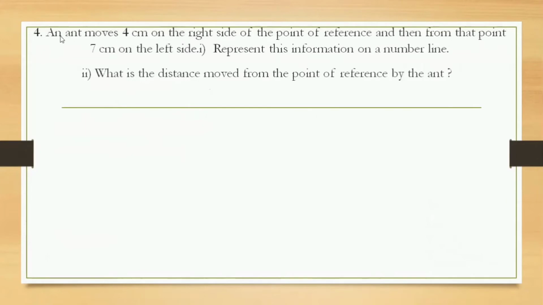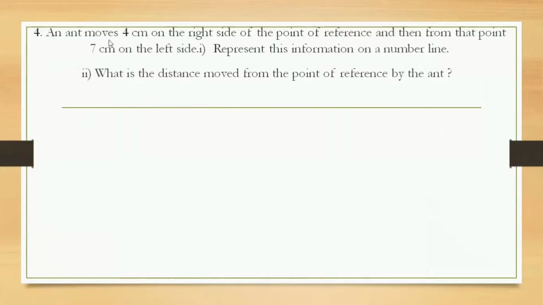Now look at this question. An ant moves 4 centimeter on the right side of the point of reference, and from that, 7 centimeter on the left side. Represent the information on a number line. What is the distance moved from the point of reference by the ant?